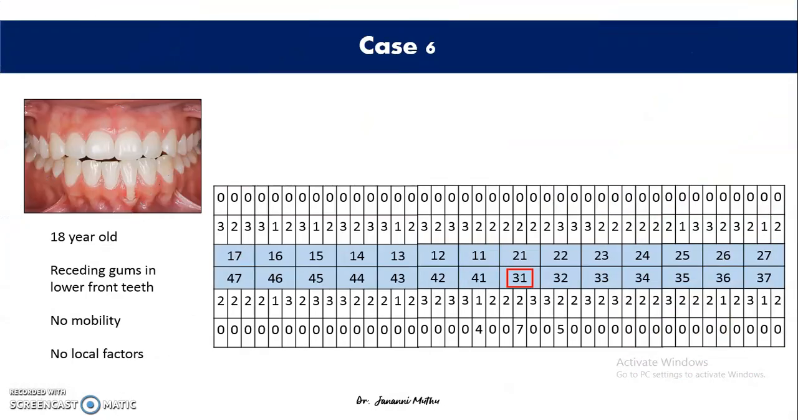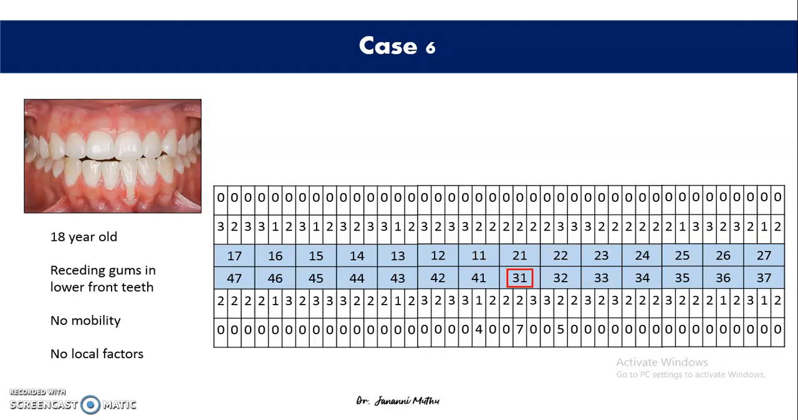Let's take a quick look at 2 more examples. This is an 18-year-old complaining of receding gums in lower front teeth. Hence, recession is present. So, this case is periodontitis. The patient is young, no systemic involvement is seen, and there are no local factors. Hence, you will be tempted to diagnose this case as aggressive, maybe even localized aggressive periodontitis.